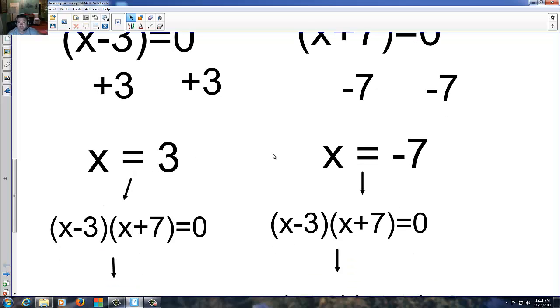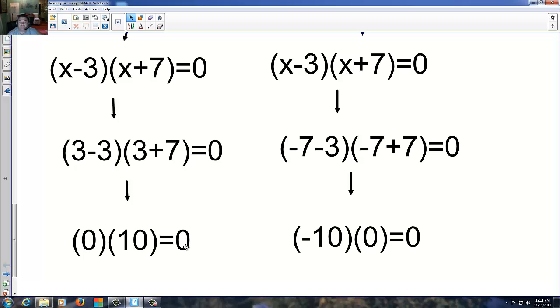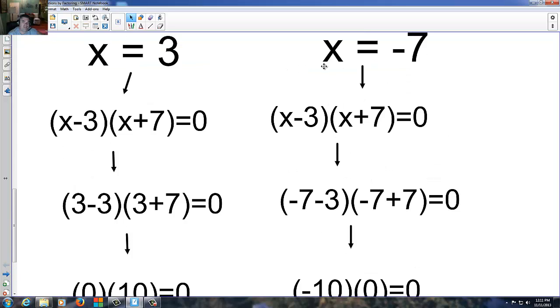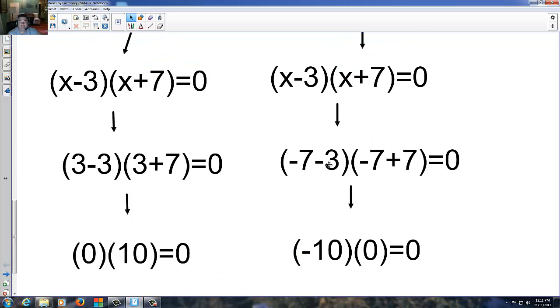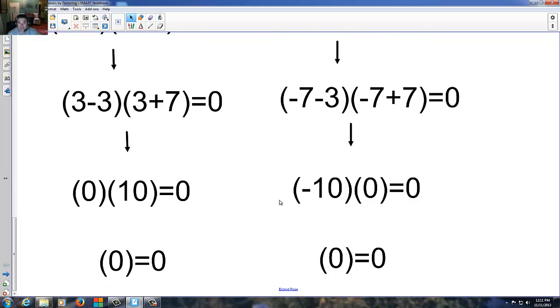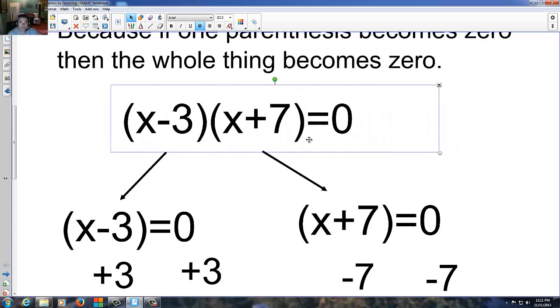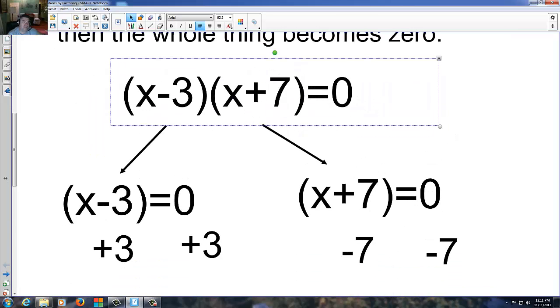To prove it, I'll plug both in. Notice here that 3 minus 3 makes 0. 3 plus 7 does make 10, but 0 times 10 equals 0. Over here, you have x minus 3, x plus 7. Put a negative 7 in for both. Well, negative 7 minus 3 makes negative 10, but negative 7 plus 7 makes 0. Negative 10 times 0 is also 0. Therefore, since both of these will make the whole thing equal 0, they make a true statement. Therefore, the answer to this equation is 3 and negative 7.